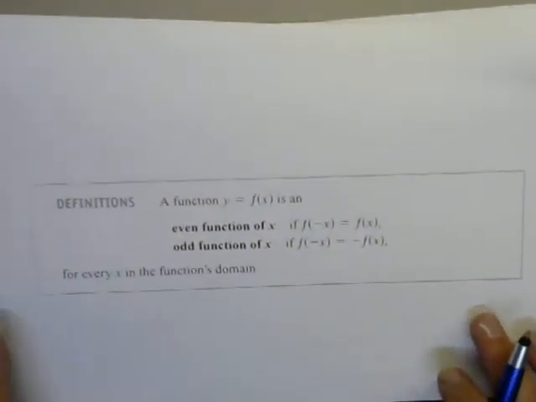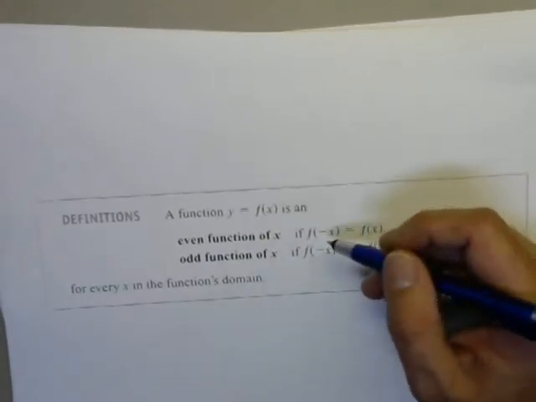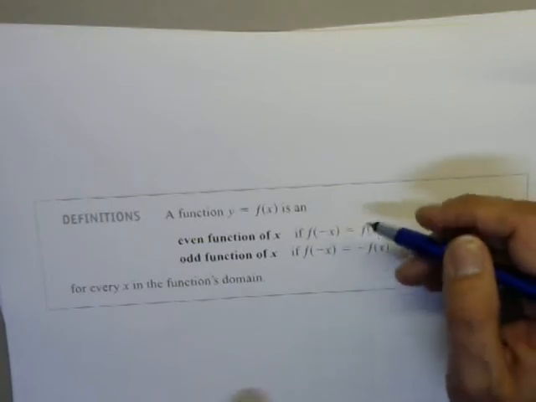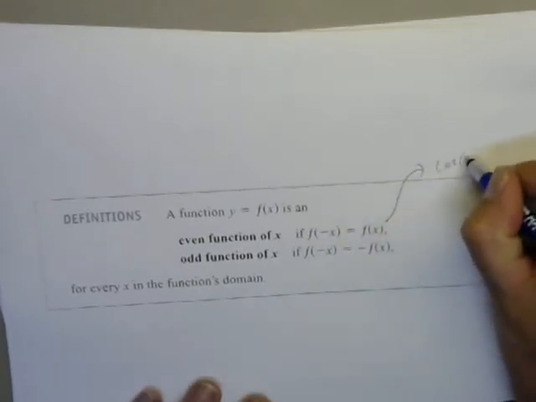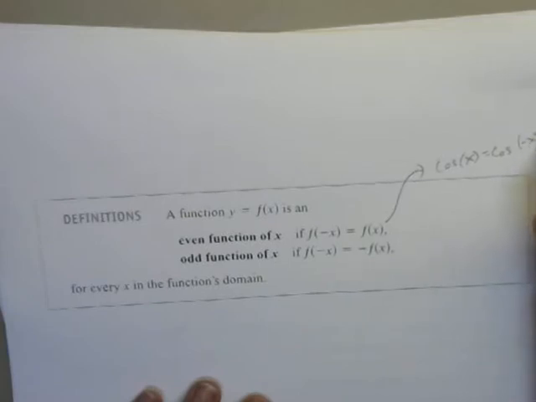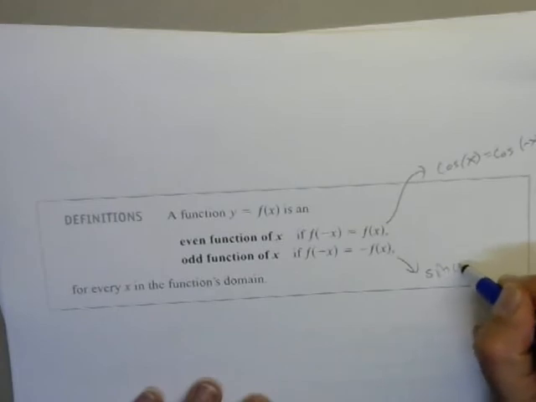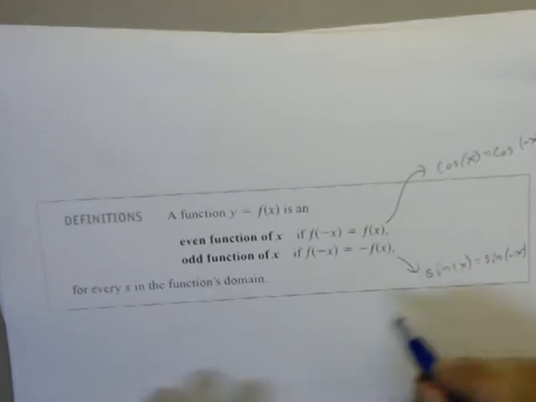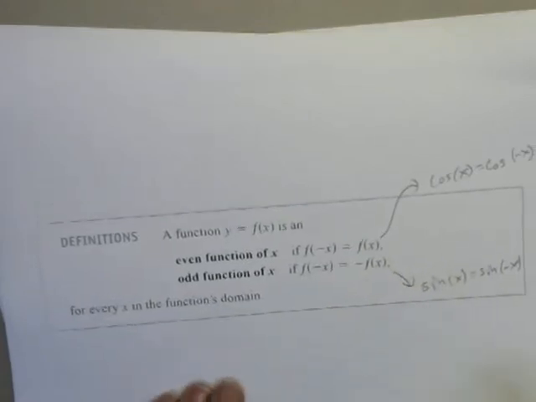Remember, you can also have even and odd functions. A function is even if it equals its reflection on the y-axis. Some examples of an even function would be the cosine function. You might remember identities like cosine of x is equal to cosine of negative x. Some examples of odd functions would be the sine function. Remember, sine of negative x is equal to negative sine of x. Also, any functions with just odd powers in them, like x cubed, will have that property.